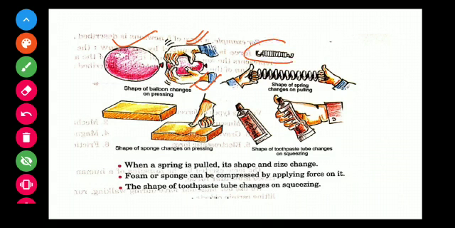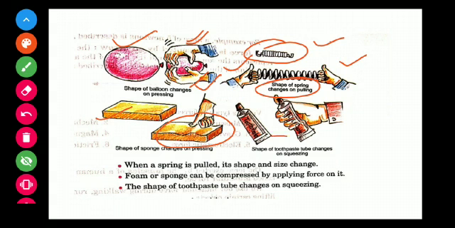This is your spring in normal position. When we apply a force, there is a change in the shape of the spring. The shape of the spring changes on pulling. So after application of force there is a change in the shape of the spring. This is your sponge. When we apply a force on a sponge there is a change in the shape of the sponge, that is, the shape of the sponge changes on pressing. So on pressing we change the shape of the sponge.